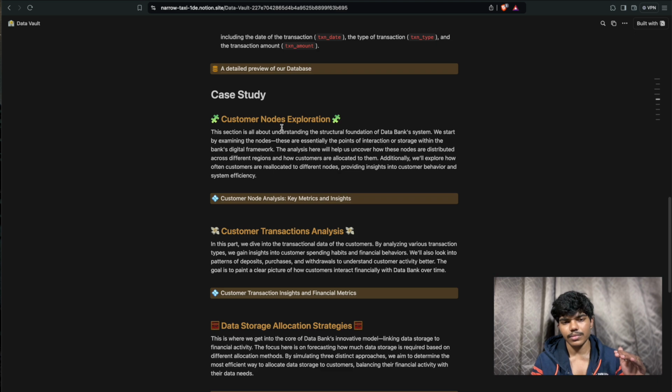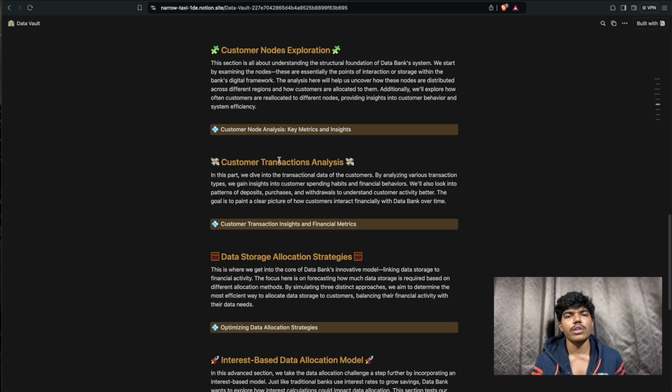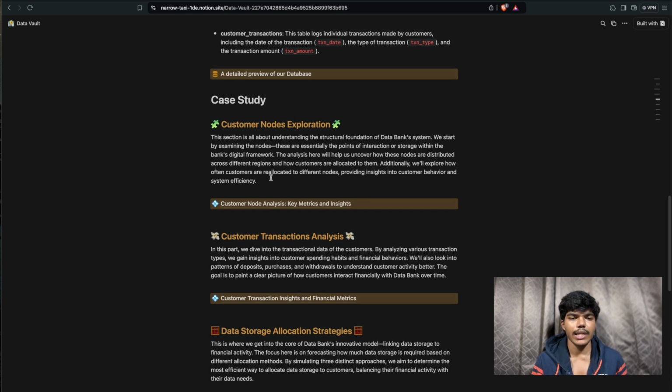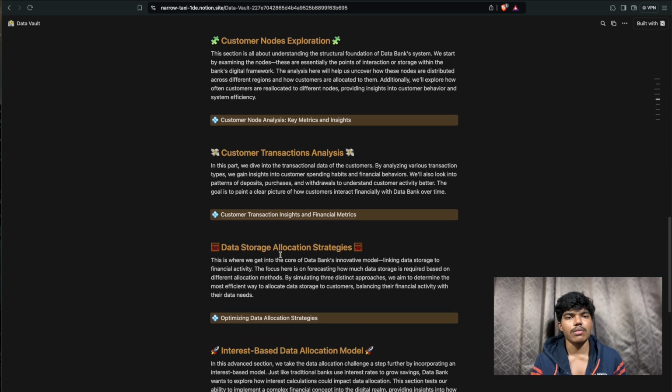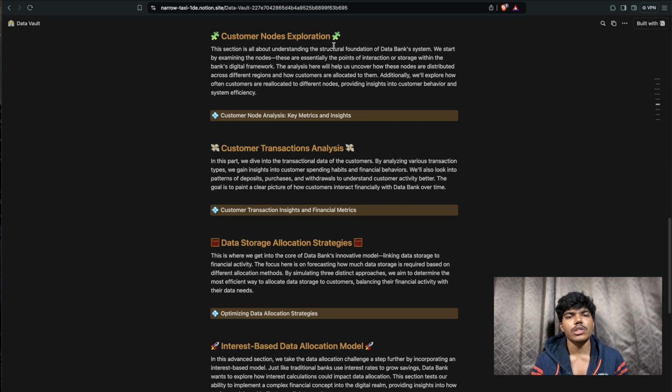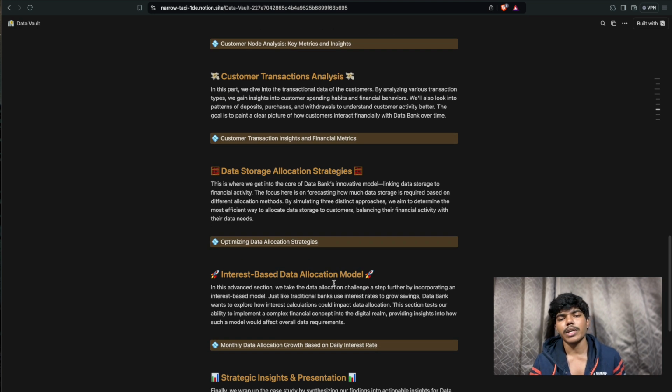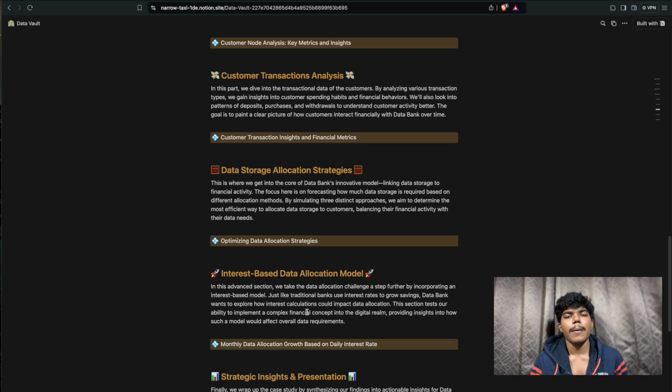We have had a total of four different challenges, and I have segregated them into four different parts as well. The first one is the customer notes exploration. The first five problems I named the customer node analysis, key metrics and insights, then the customer transaction analysis, data storage allocation strategy, and lastly the interest based database model.